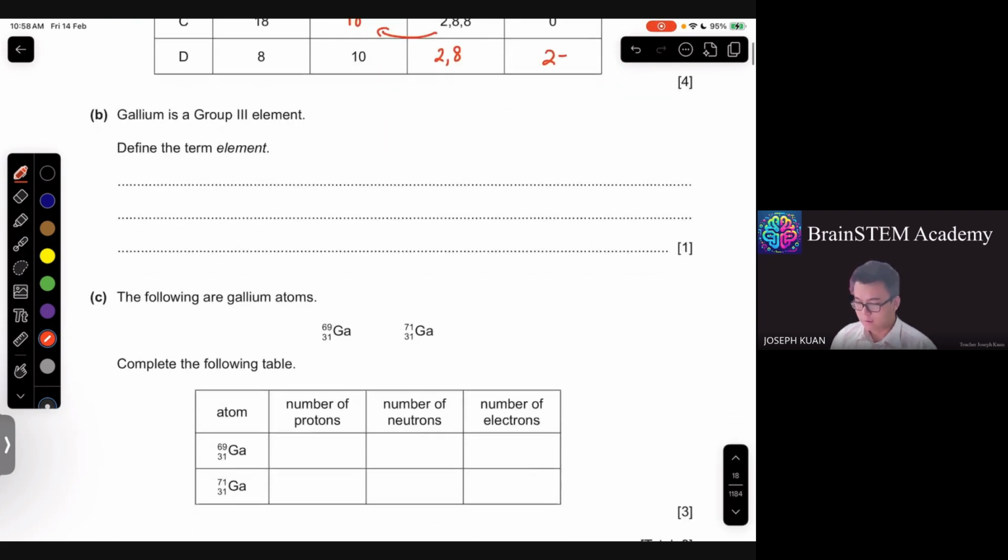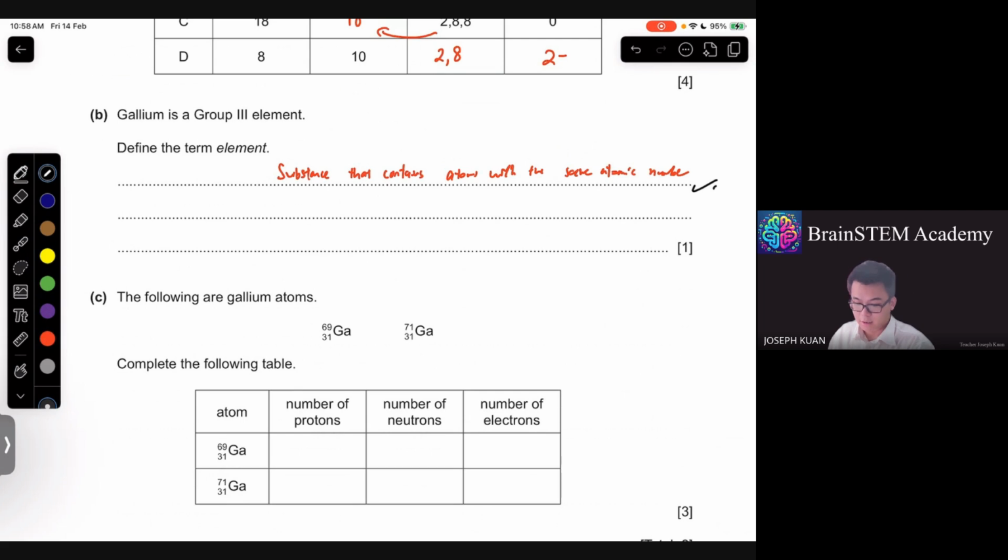Question B. Gallium is a group 3 element. Define the term element. Now, you can define it in many ways. You can talk about a substance that cannot be broken down into anything simpler. You can talk about a substance that cannot be broken down by chemical means. For me, my best version of the definition is a substance that contains atoms with the same atomic number. To me, I feel that this is the best fit definition for elements.